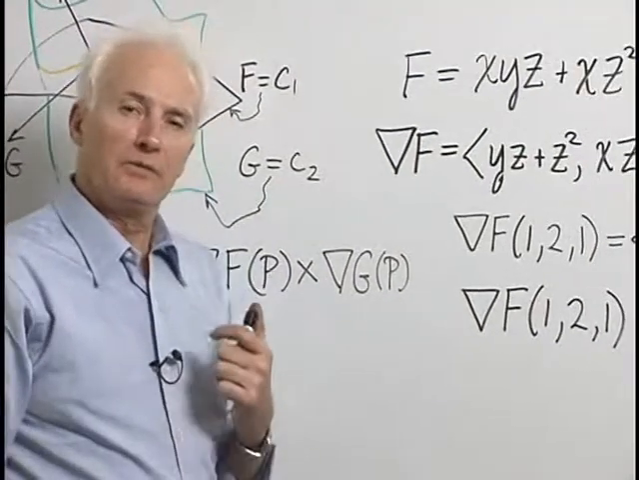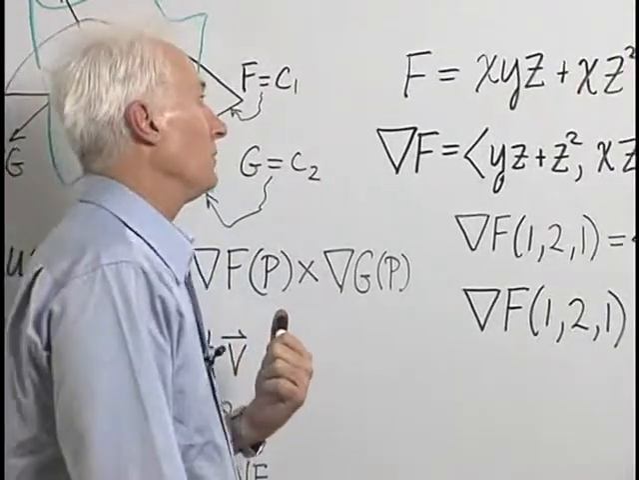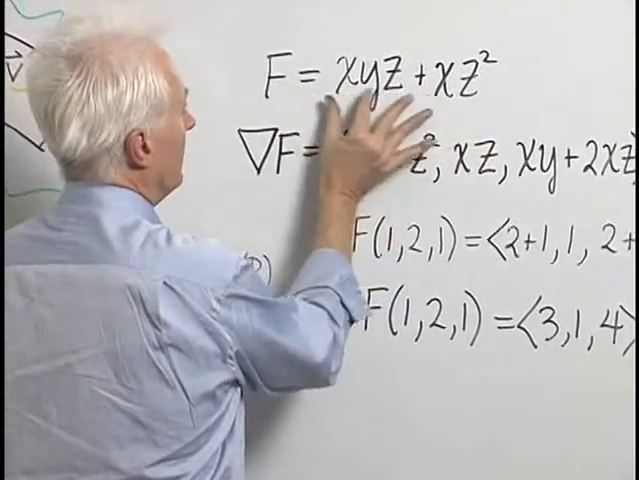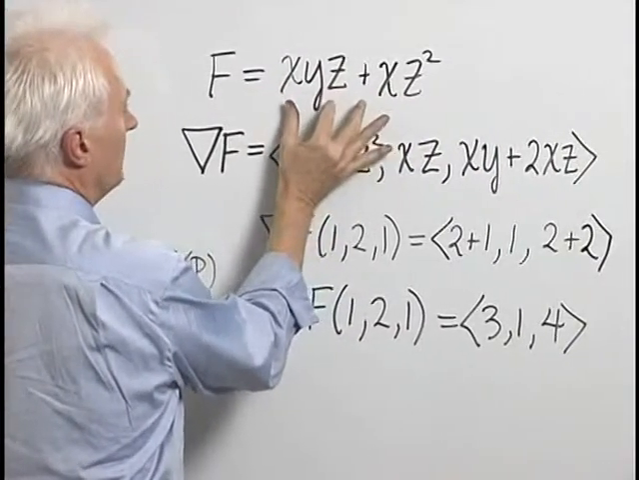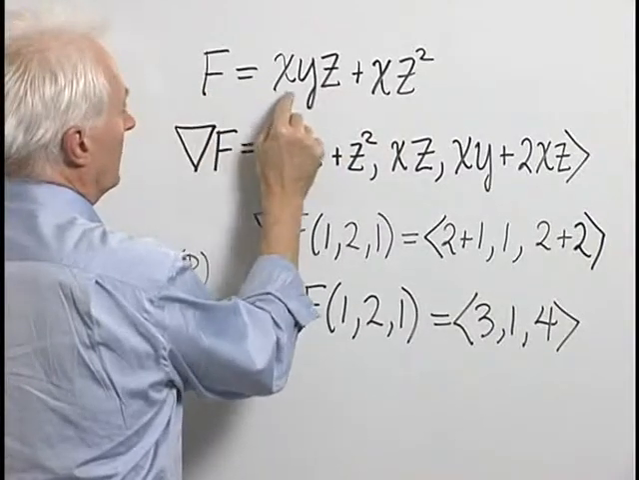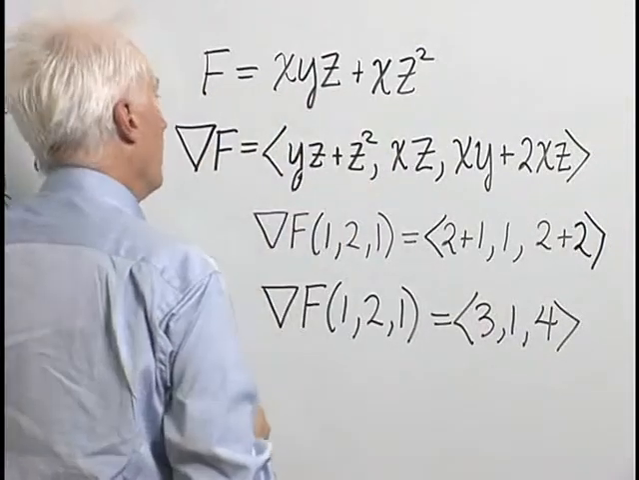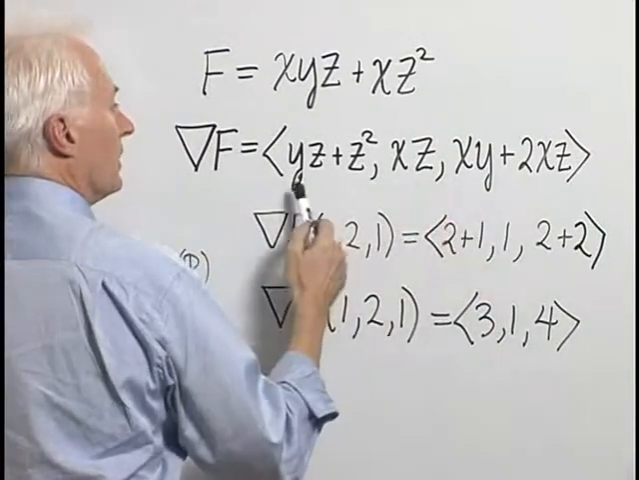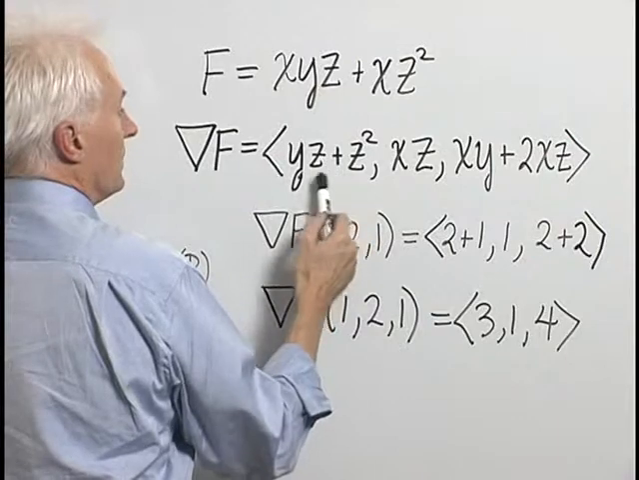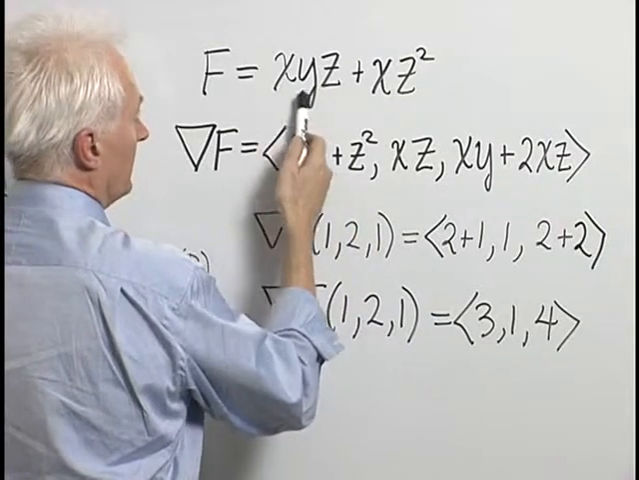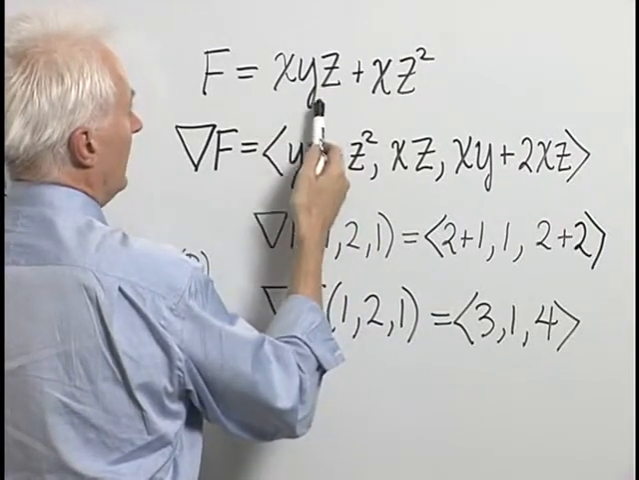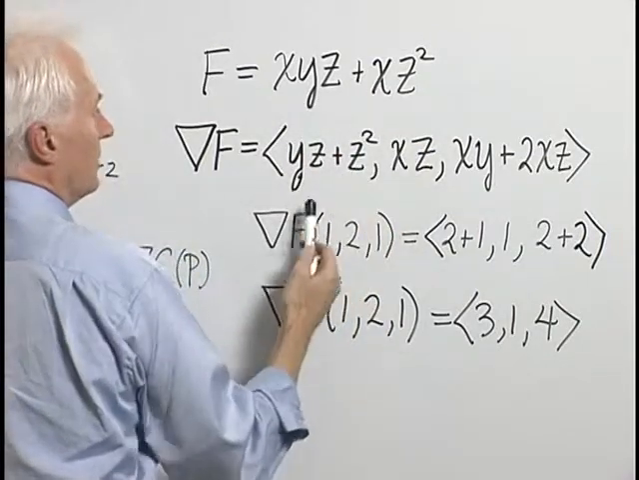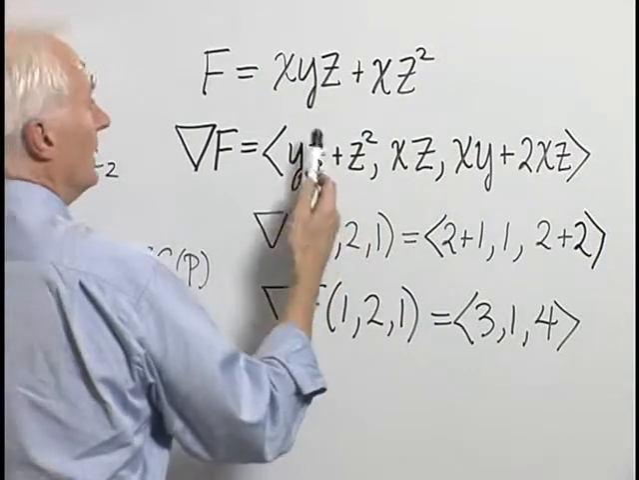Okay, so first, our first equation was xyz plus xz squared equals 3, and so the function of three variables for which we want to compute the gradient is capital F equals xyz plus xz squared. To compute the gradient, we simply form the vector of partial derivatives. Here is the partial derivative with respect to x. Differentiating the first term with respect to x, we just get yz. Differentiating the second term, we get z squared. So it's yz plus z squared.